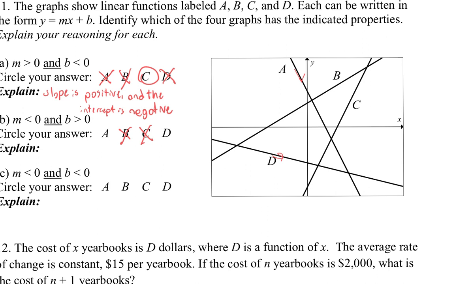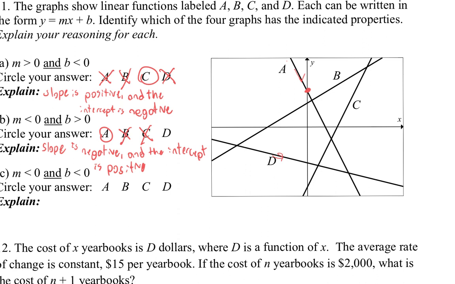And now it says our y-intercept, or b, is bigger than 0. So y-intercept bigger than 0 means it has to be on the top, start up here, which is A. Because D starts below, so it means it has to be A. Why? Slope is negative, and the intercept is positive.